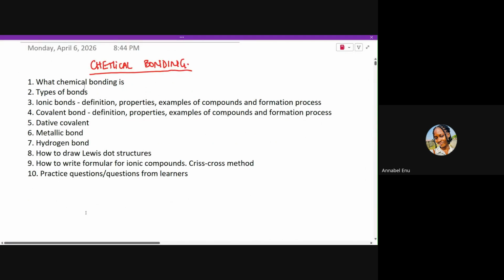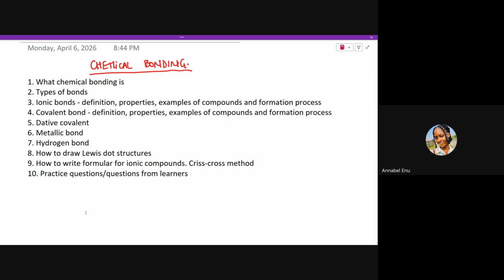So in this lesson, we'll be talking about what chemical bonding is. We'll be talking about the types of bonds. We'll be talking about ionic bond as one of the types of bonds, covalent bond, dative bond, metallic bond, hydrogen bond, and we'll also talk about how to draw Lewis dots if we have time, how to write formula for ionic compounds, crisscross method.